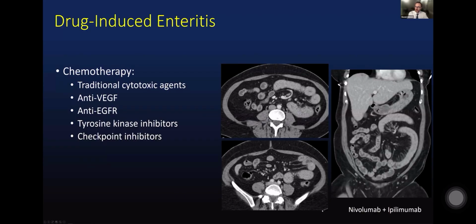And so anything that ends in ib or ab probably should be on your radar for causing these kinds of things. And if you're working at a cancer center in particular, it's good to look at these medication and treatment histories and to suggest it when appropriate, like in this patient here.